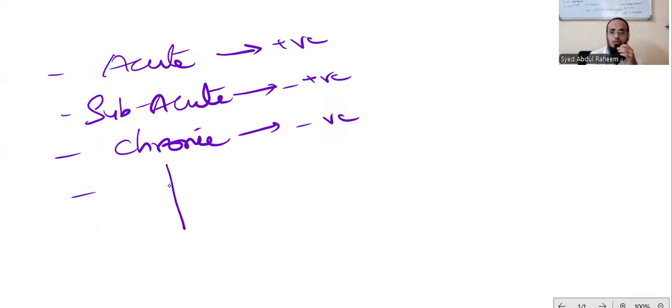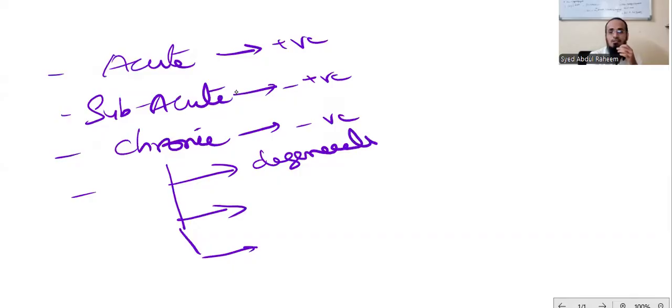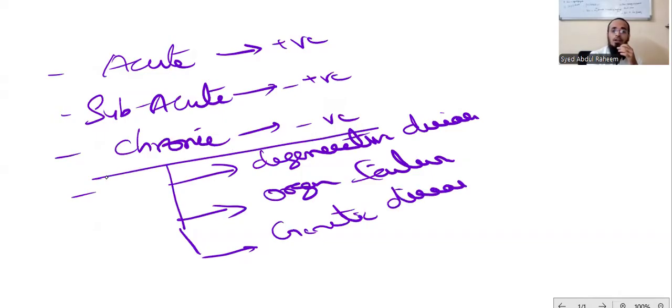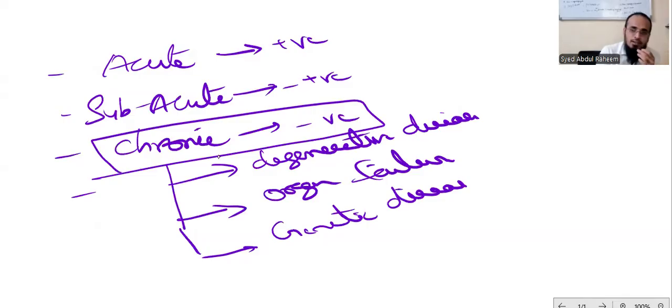In chronic diseases, there is a list of diseases. One is degenerative diseases. Then organ failure. And nowadays, the most commonly seen are genetic diseases. So they are all forms of chronic diseases. Knee osteoarthritis is a degenerative disease.